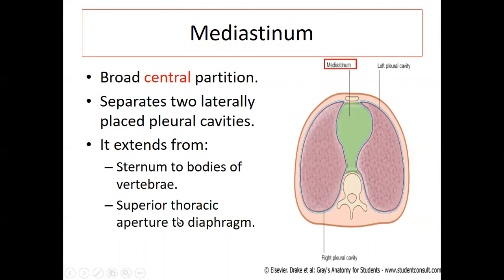But if you see from the front, the uppermost part, the superior part, we have the superior thoracic aperture, and this is the extension of the mediastinum from above down to the below part. If you go down there, the lower limit is the diaphragm. So there is the vertical extension, the extent of the mediastinum. From front to back, it's from the sternum to the body of the vertebra, and from above to down, the upper limit is the superior thoracic aperture and the lower limit is the diaphragm. That is the extent of the mediastinum.